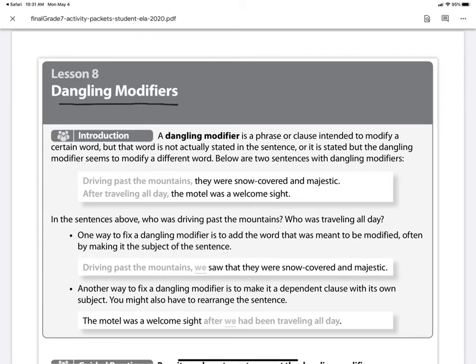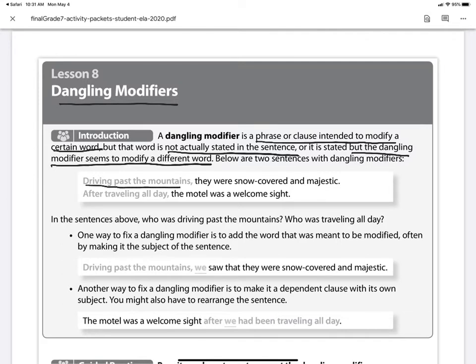Dangling modifiers. It is a phrase or clause intended to modify a certain word, but the word is not actually stated in the sentence. Or it is stated, but the dangling modifier seems to modify a different word. Now let's look at examples.